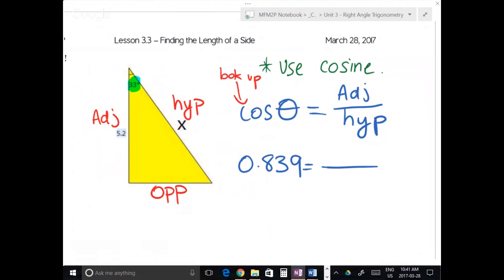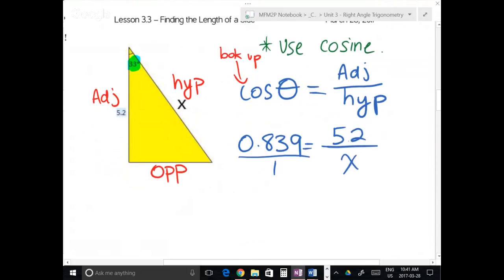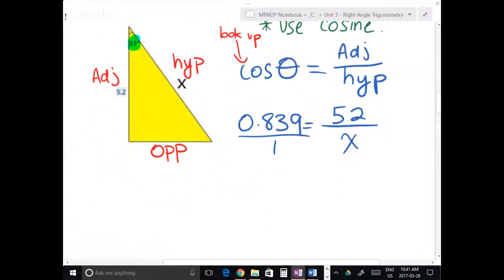Put 5.2. Very good. And on the bottom, how long is the hypotenuse? X. Very good. Just like that. And then you add the 1. And then I make this a fraction by putting a 1 there. Good. And then once we've done that, it looks like a familiar question. What side's going to go on the top?